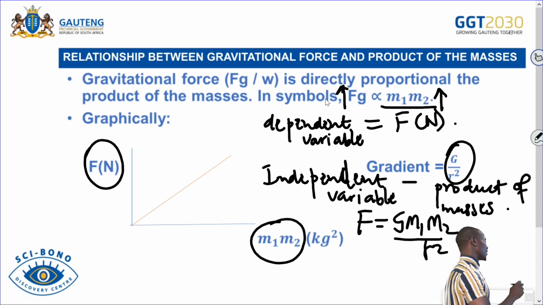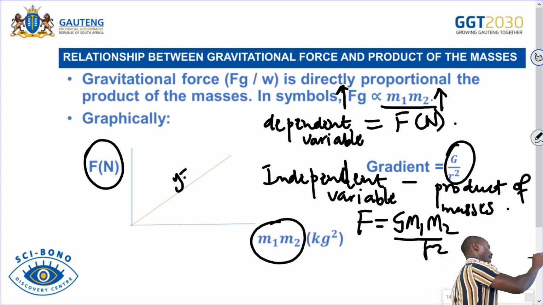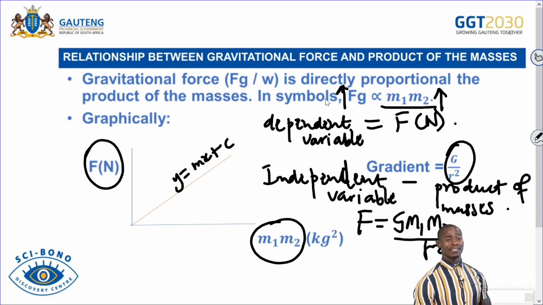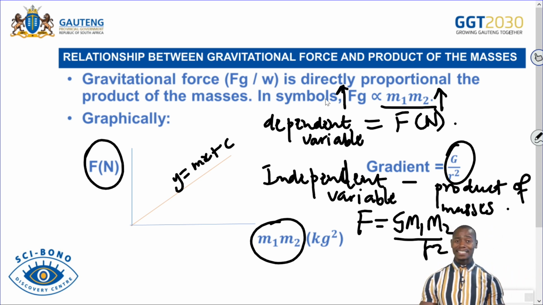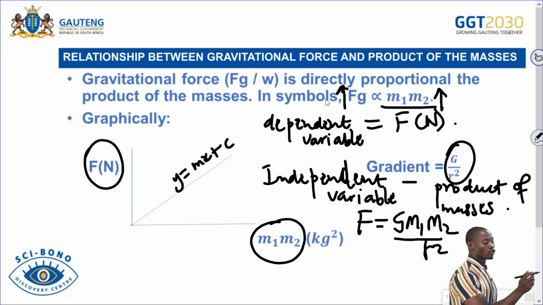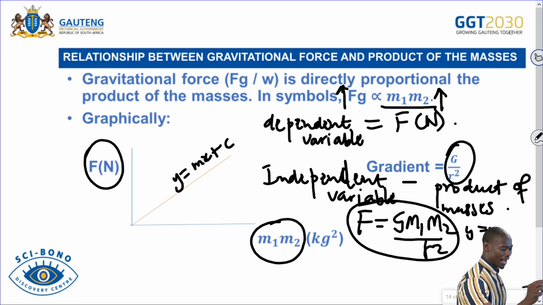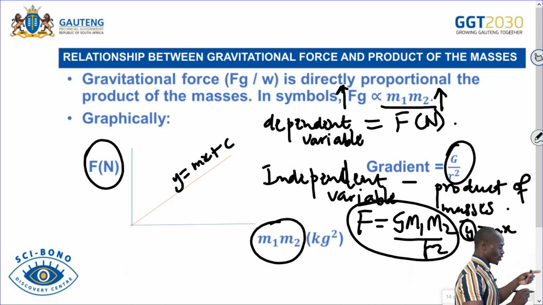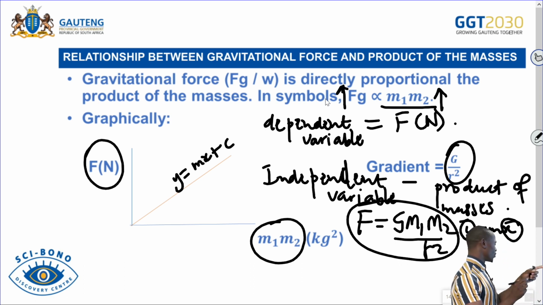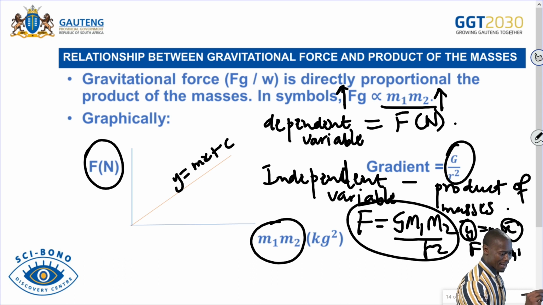Learners, this is a straight line. In mathematics, the equation of a straight line is y equals mx plus c. But in this case our c is 0. Our y-intercept is 0 because the graph starts from the origin. So what we need to do is manipulate this equation into the form y equals mx. What is our y according to this graph? It should be F. What is our x? It's m1 m2.